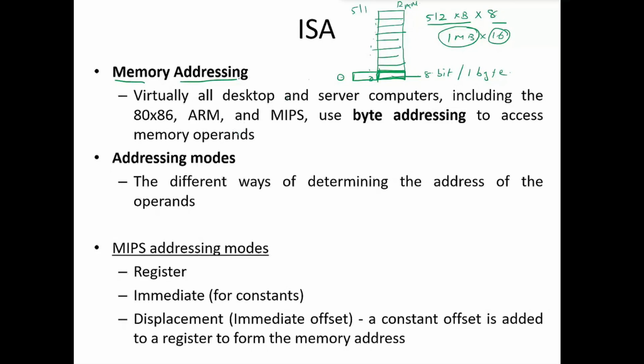Normally, all processors, whether a CISC or a RISC machine, use byte addressing to access the memory operand. So what does byte addressing mean? Every address is capable of addressing a single byte. So the zeroth address is for this, then first address, second, 3, 4, and so on. Every address is capable of addressing a single byte.